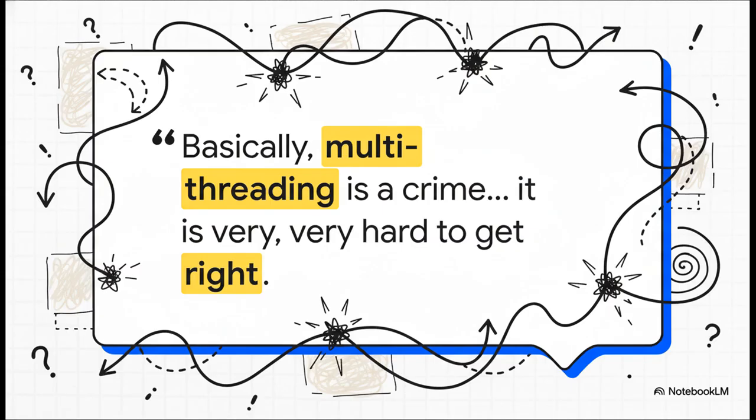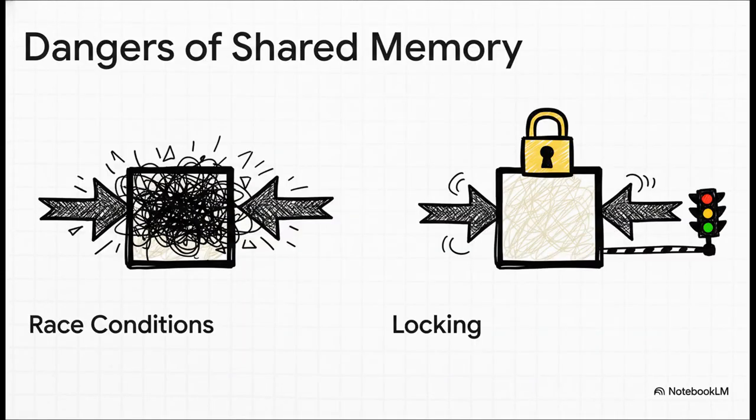The moment you have multiple threads all trying to access and change the same bits of memory, you can end up with total chaos if you're not super careful. This leads to developer nightmares, like race conditions. That's where two threads literally race each other to change the same piece of data, and whoever gets there last messes everything up. The fix is something called locking, but that can create its own traffic jams and is just notoriously hard to get right.